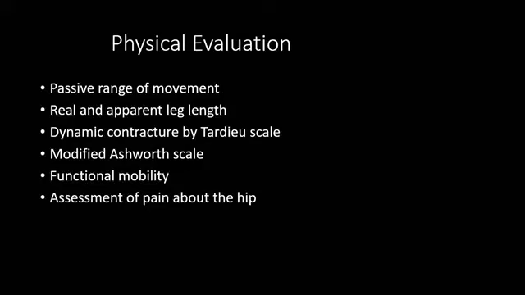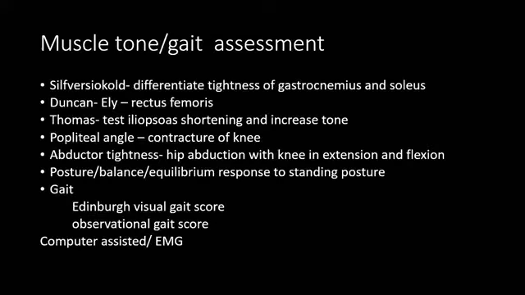Physical examination, what do you go for? Evaluation, particularly for the candidates who are sitting. Passive range of movements of the hip, the knee, and the back is very key. Evaluate apparent limb length, and dynamic contractures based on the Tardieu scale, and also the modified Ashworth scale. I think it's a good instrument to communicate with. The functional mobility also, you have to look at it, whether they are independent or they are using mobility aids. Assessment of the pain above the hip is very key as one of the common presentations. Muscle tone and gait assessment.